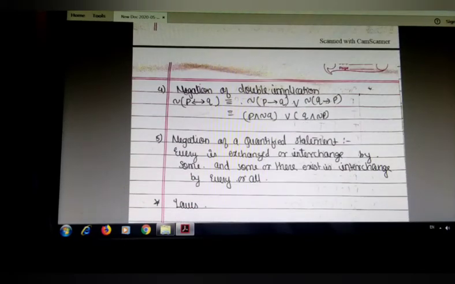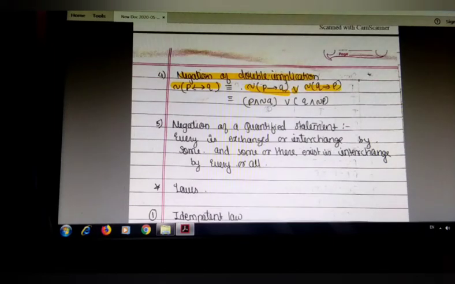Next, negation of double implication. Negation of P implies Q and Q implies P is like this: negation of P implies Q or negation of Q implies P. By simplifying we get P and negation of Q, or Q and negation of P.